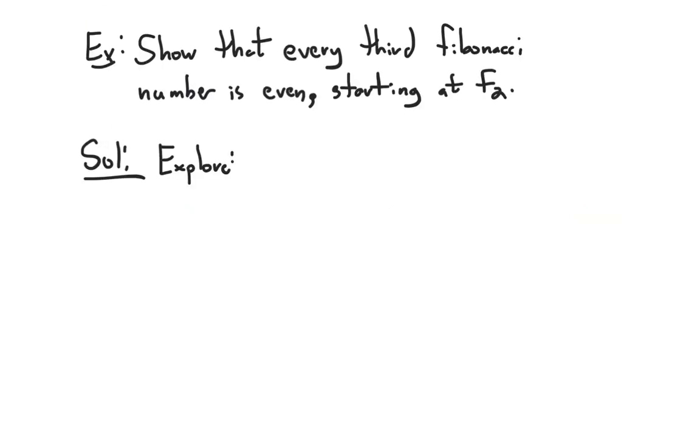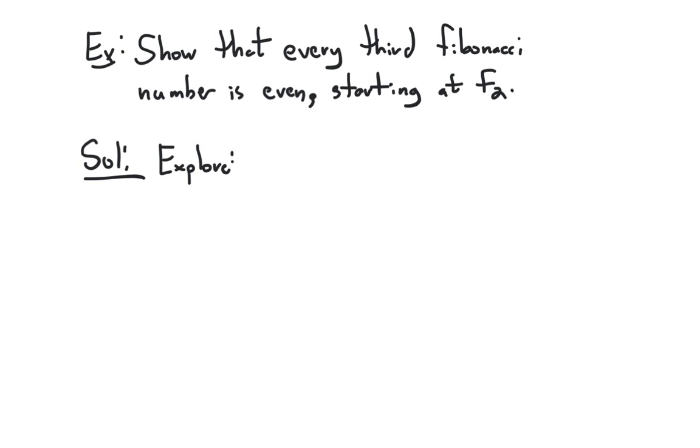Okay, so here's a nice one. We want to show that every third Fibonacci number is even. And honestly, there's a couple of ways of doing this. You don't need to use induction to do this. You could probably use a parity argument as well, but induction's a nice, easy way of showing this.